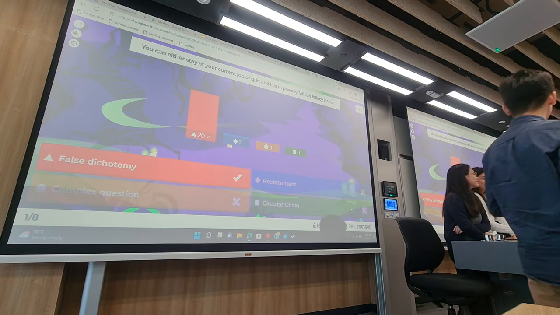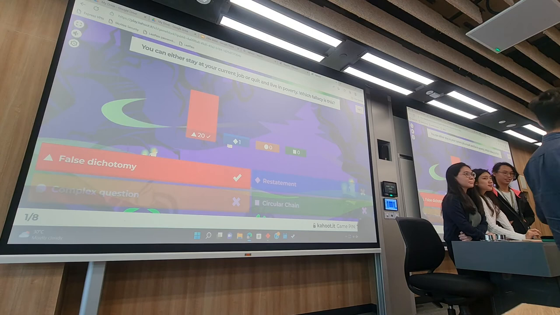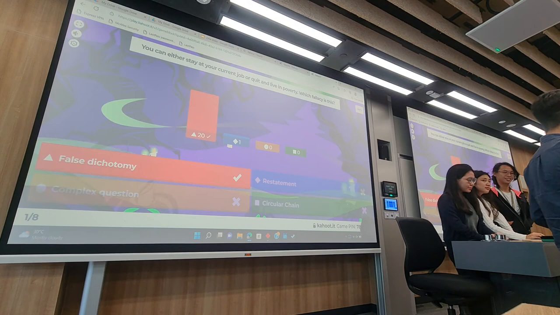So I'll explain. It's a false dichotomy because the argument presents you with either staying at your current job or living in poverty. But very clearly there are other options in between: you can go find other jobs while not being in poverty. Very nicely done.